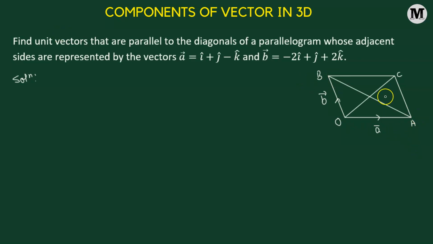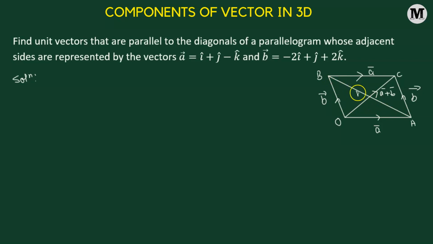Now, since OACB is a parallelogram, the side AC is going to be parallel and equal to OB, which means that AC vector is also going to be the vector B. And then we have BC vector going from B to C. Since it's parallel to OA, BC vector is going to be the vector A as well. Now, if we use the triangular law of vector addition, then in triangle OAC, OA vector added to AC vector is going to give us the diagonal OC vector, which is simply A plus B.